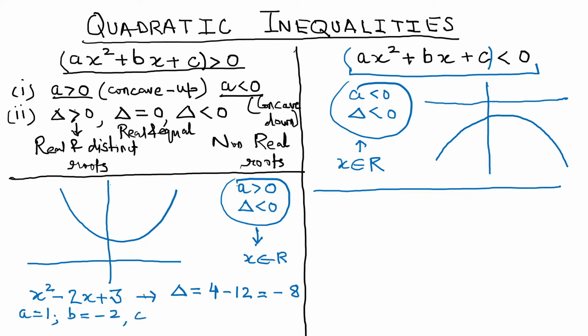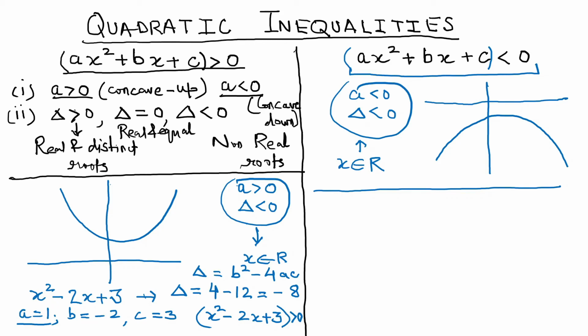the value of c here is 3, and we know that the value of delta is found out with the help of b square minus 4ac. Since the value of a is positive and the value of delta is negative, henceforth you will be able to say that x square minus 2x plus 3 is an expression the range of which will always be positive.